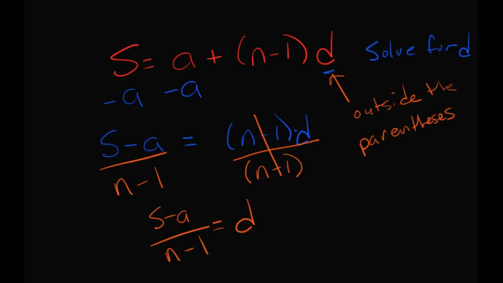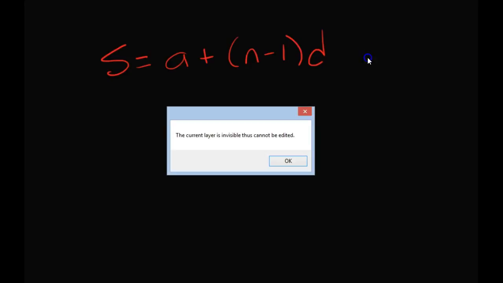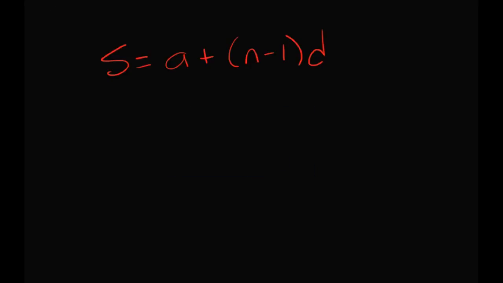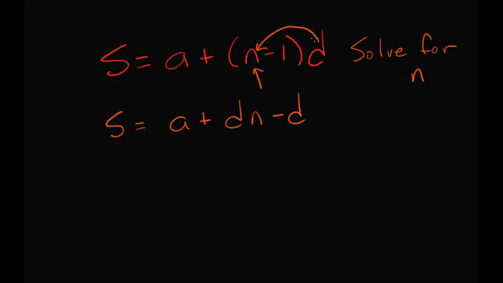But what happens if, looking at the same equation, I say we want to solve for n, and here n is actually inside the parentheses. We don't like that so much, right? Now we definitely do want to do the distributive property. So s is equal to a plus dn minus d. I multiplied d times n, I multiplied d times 1. This is what I got.